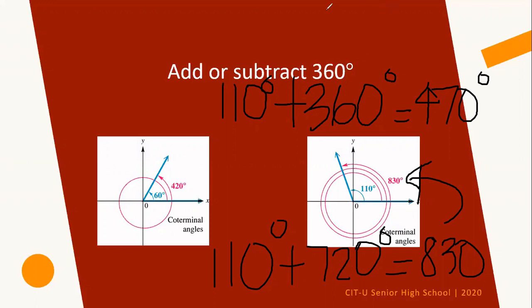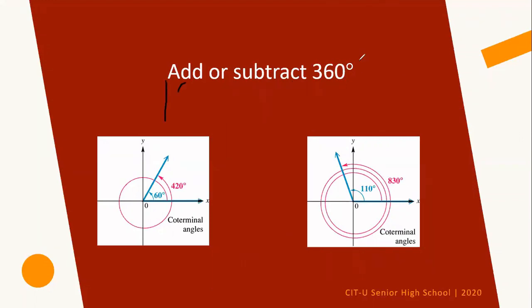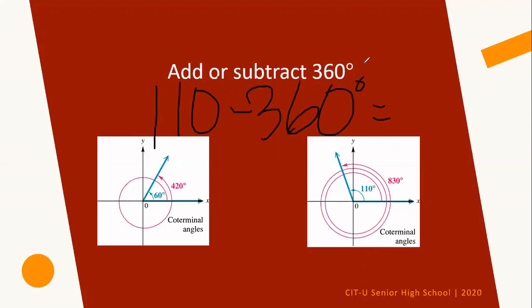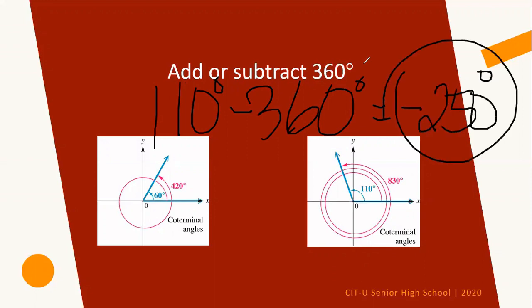We might as well subtract 360 from it. 110 minus 360 degrees is equal to negative 250 degrees. And negative 250 right here is still a coterminal angle of 110 degrees.